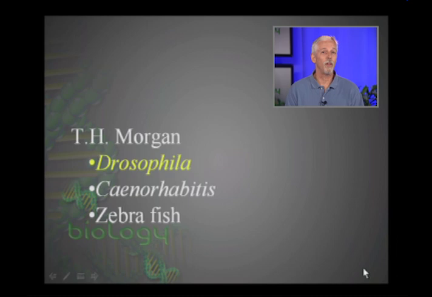We still use fruit flies, Drosophila. We also use things like nematodes. Caenorhabditis is a type of nematode worm. Zebrafish are also used quite a bit. And what these all have in common is that they're small, they reproduce rapidly, they're easy to keep, and again, are really convenient to do genetic studies with.